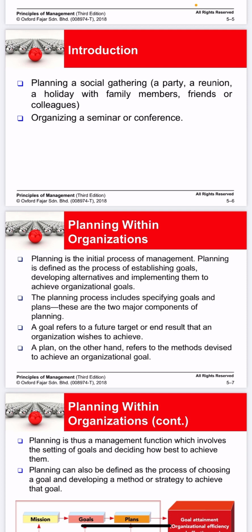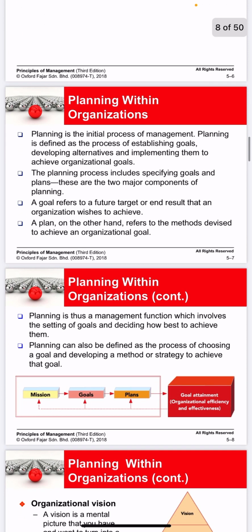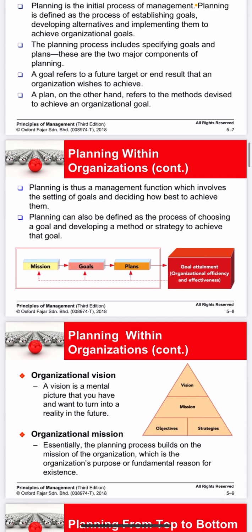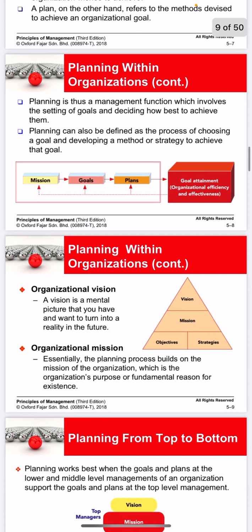A goal refers to a future target or end result that an organization wishes to achieve. That's the definition of goal. While a plan refers to the methods devised to achieve an organizational goal. What are the methods? What are the ways to achieve those goals? Planning is just one of the management functions which involves the setting of goals and deciding how best to achieve them. Planning can also be defined as a process of choosing a goal and developing a method or strategy to achieve that goal.